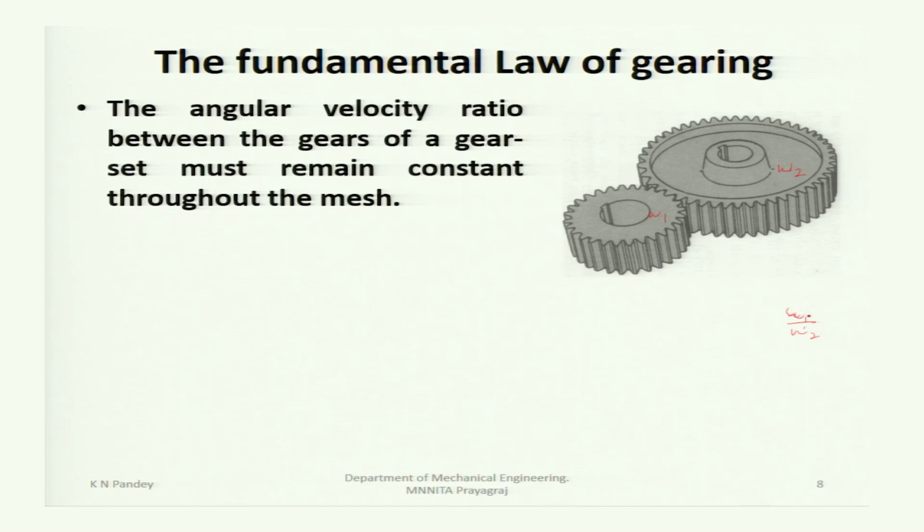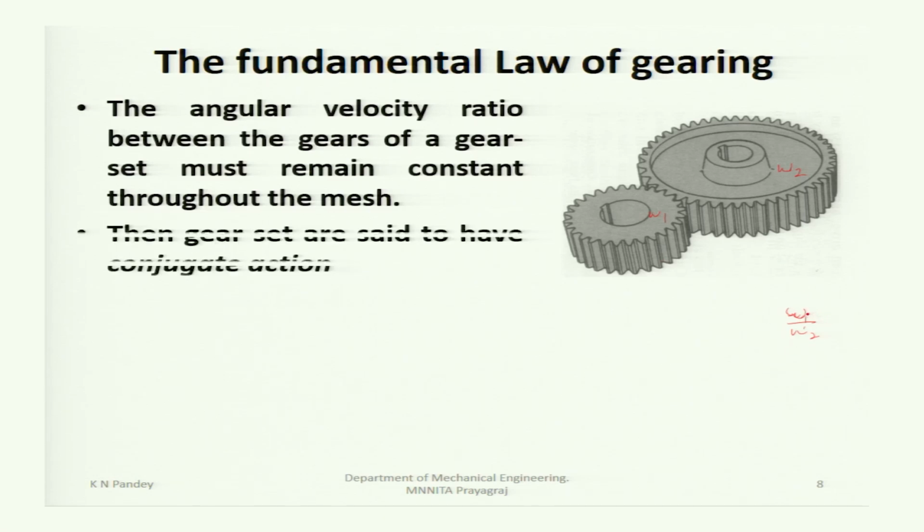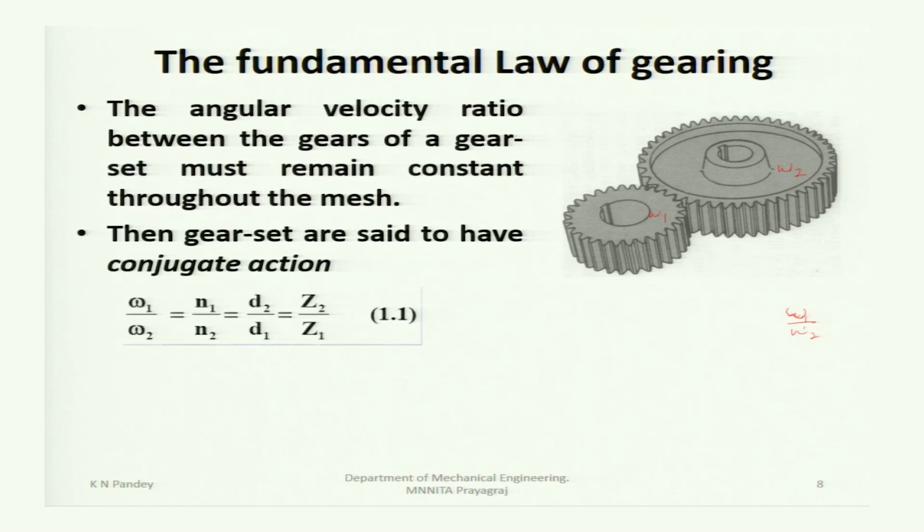quantity. If we are getting this, then we will say that the gear tooth formed is satisfying the fundamental law of gearing. We are getting a uniform, same or fixed velocity ratio. Then gear sets are said to have conjugate action.